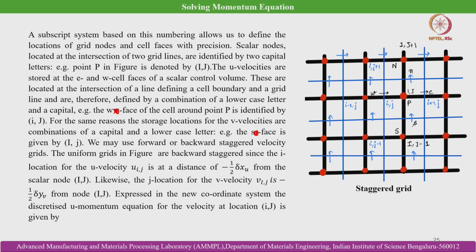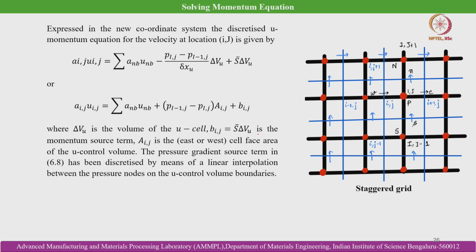Then, expressed in the new coordinate system, the discretized u momentum equation for the velocity at location i j is given by the following expression. That is, expressed in the new coordinate system, the discretized u momentum equation for the velocity at location i j, that is p small i small j.